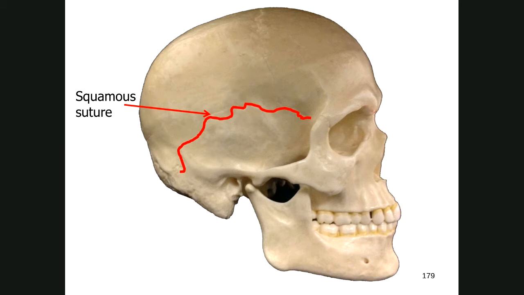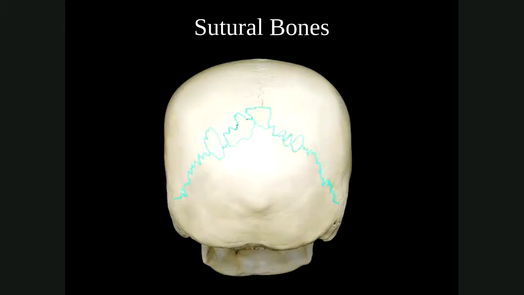And then we'll look at your squamous suture here on the side. And then you have this phenomenon with the sutural bones. Those are just secondary ossification centers there. All righty. Let's go on and label some new stuff. Okay. We'll stop sharing this.